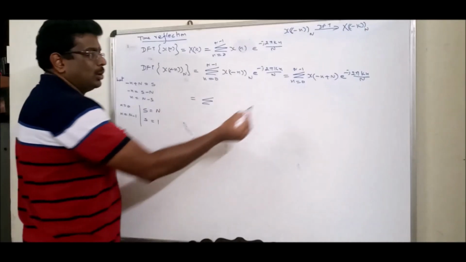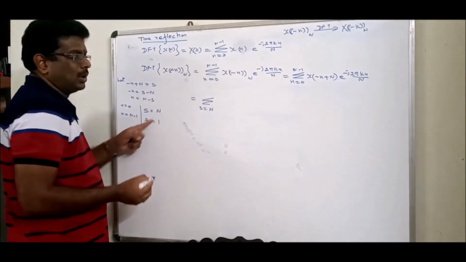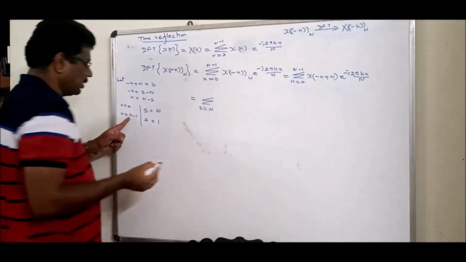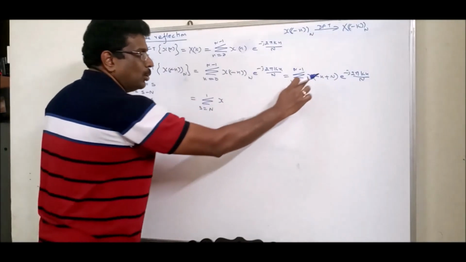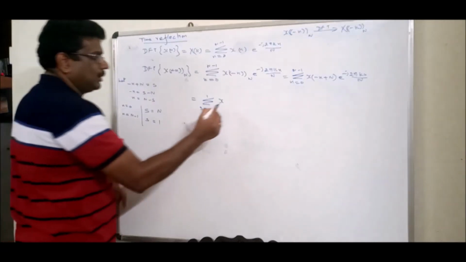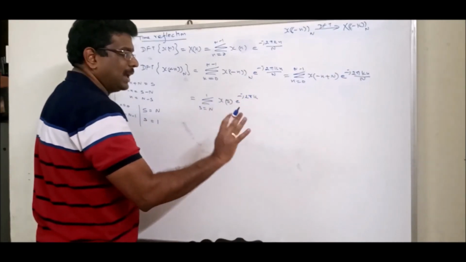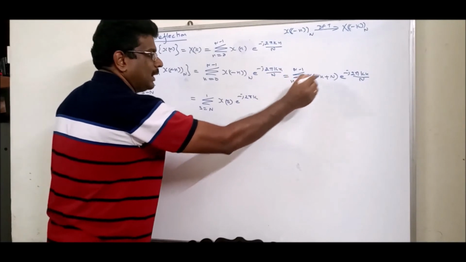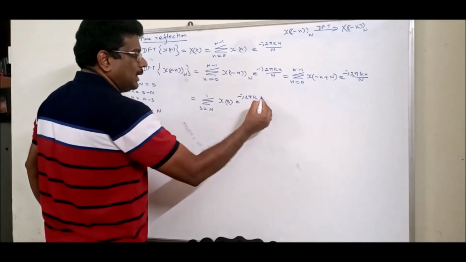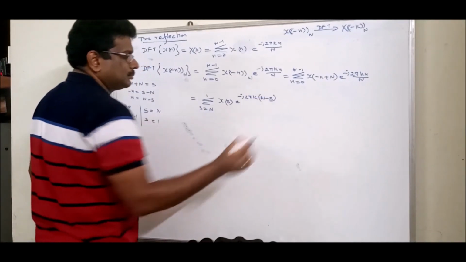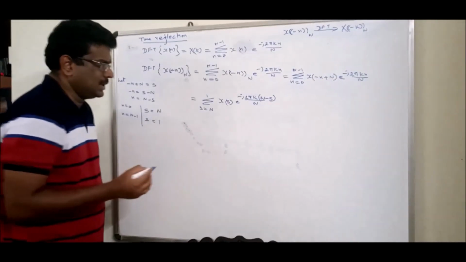Now let us recall. Who is the old lower limit? N is equal to 0. Now it becomes n. Who is the upper limit? N minus 1. Now it becomes 1. What are the other changes? X of no more minus n plus n, it becomes s. E power minus j 2 pi k, no more n. This formula we framed for n. Now I am reframing for s. So replace n as n minus s divided by capital N.